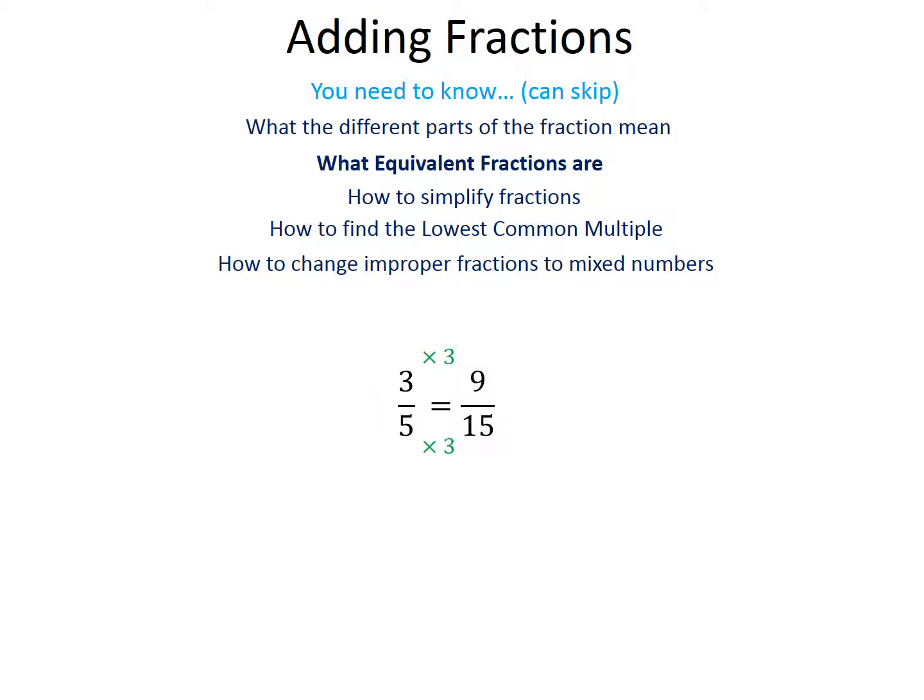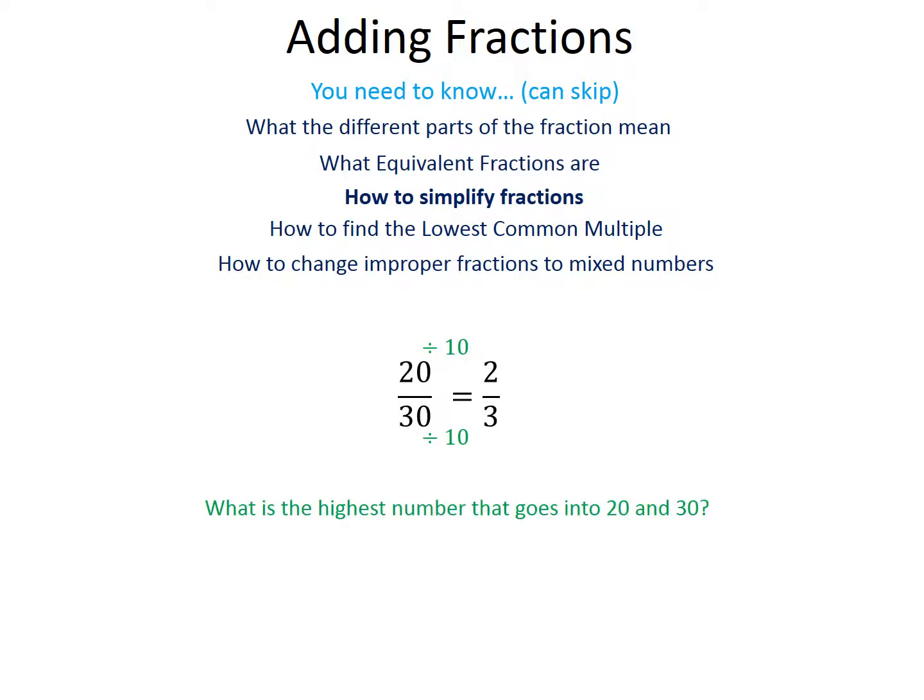Now, simplifying is when we divide the fraction, the top and the bottom, by the same number and end up with an equivalent fraction with smaller numbers than the first one had. And that's why it's simplifying, because maths is usually simpler when the numbers get smaller. Remember, these two fractions have exactly the same value. This one just uses smaller numbers to express that value. And if you're wondering how I came up with 10, I simply asked myself, what's the highest number that goes into 20 and also 30?